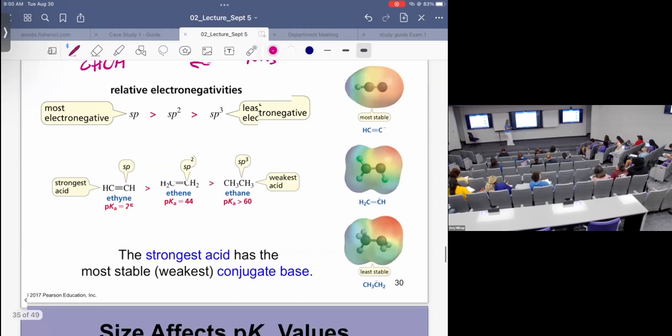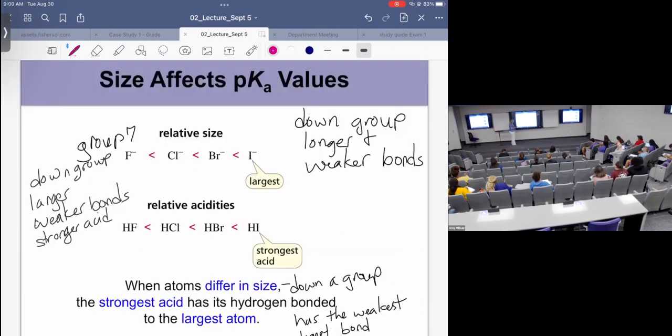Size can affect pKa as we go down a group. So we talked about size across a row, or rather electronegativity across a row. As we go to the right side of the periodic table, the atom bonded to hydrogen is going to become a stronger acid.